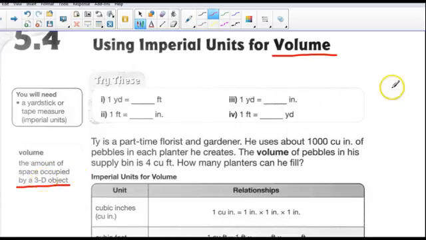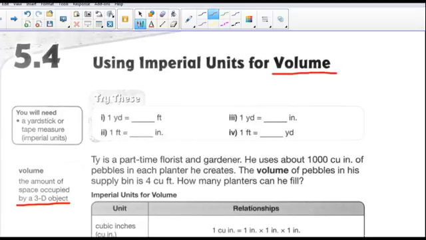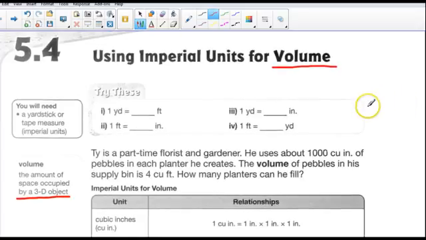Okay, so you've got measurement units, not capacity units. So we've got measurement units such as inches and feet and millimeters and yards and things like that. Okay, so try these.